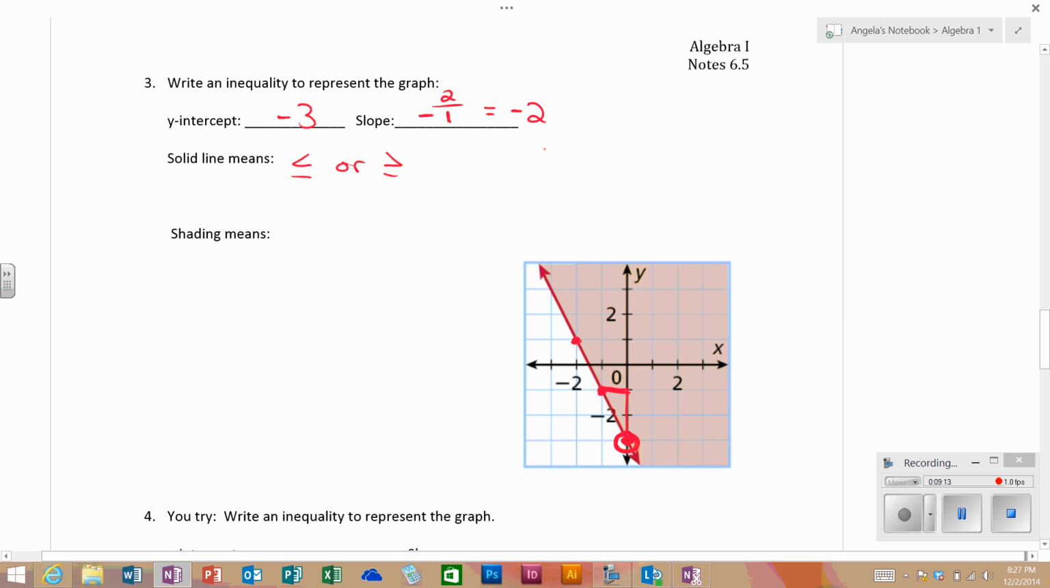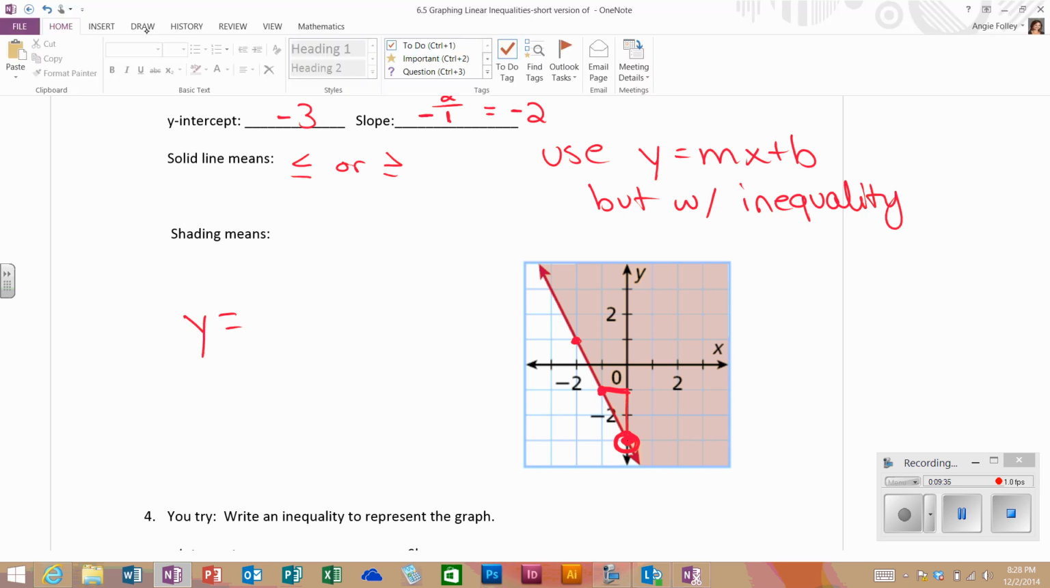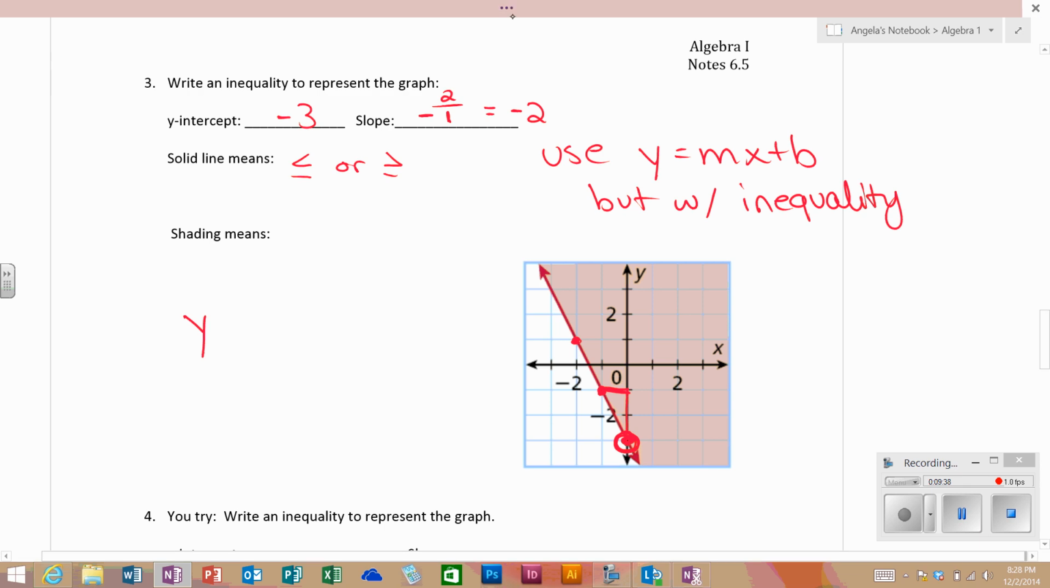Now, we're going to use y equals mx plus b, but with the inequality sign instead of the equal sign. So we know that y, I don't want to use an equal then, because I just said we're going to use an inequality. Okay, y, and then we have the mx, so we have the slope, negative 2x minus 3.